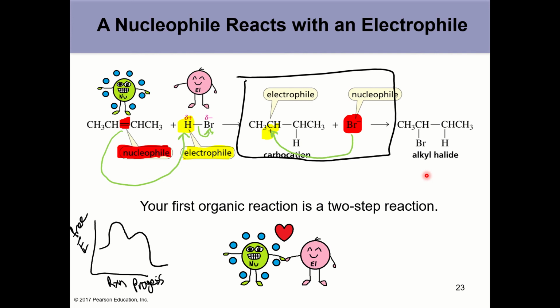This is your first organic reaction. This is a 2-step organic reaction. You should have learned in Gen Chem how to draw free energy diagrams, where the y-axis is delta G, or free energy, and the x-axis is the reaction progress. For a 2-step reaction, we should have 2 maxima.